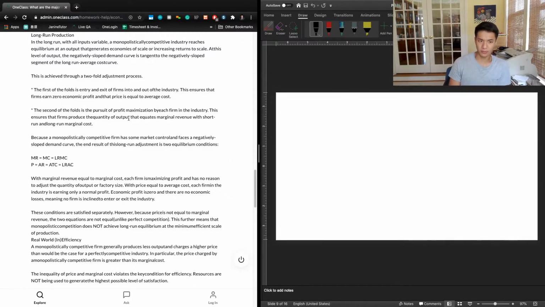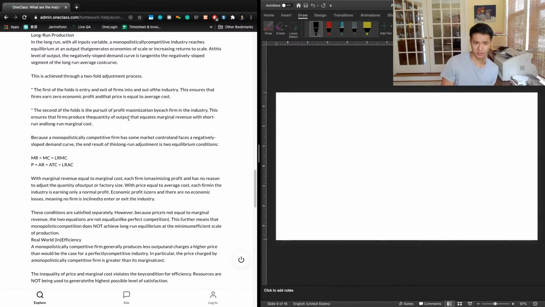process. The first of the folds is entry and exit of firms in and out of the industry. This ensures that firms earn zero economic profit and that price is equal to average cost. That's true. The second of the folds is the pursuit of profit maximization by each firm in the industry. This ensures that firms produce a quantity of output that equates marginal revenue with short-run and long-run marginal costs.